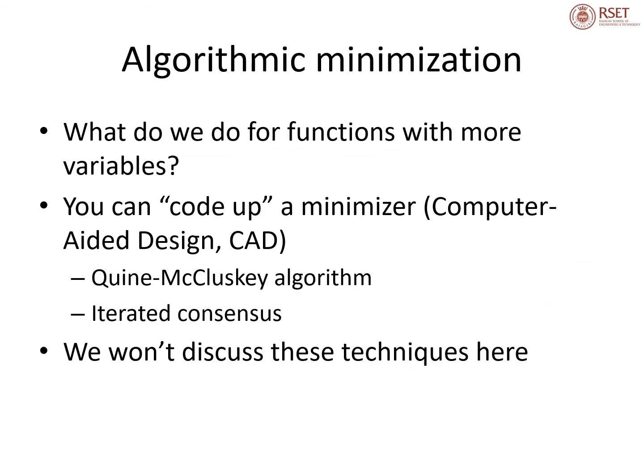Now finally the algorithmic minimization is available. Up to four variables it is well and good. For higher cases, you can code up a minimizer. In computer-aided design (CAD), you have the Quine-McCluskey algorithm and iterated consensus that will be discussed if you are interested. With this, we finish the K-map.